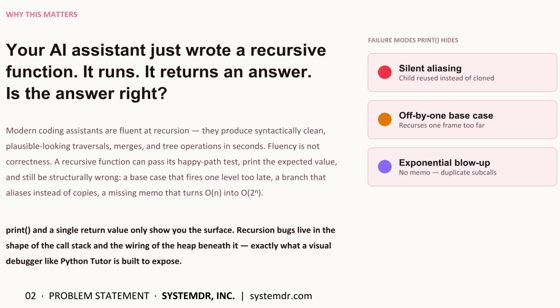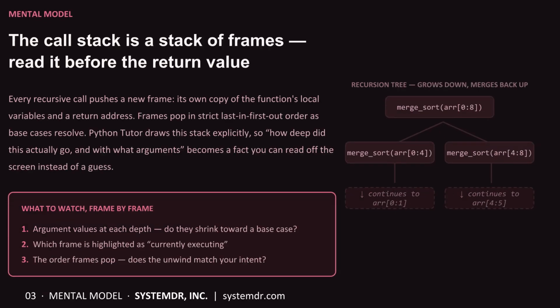So the three failure modes to watch for throughout this session are silent aliasing, off-by-one base cases, and exponential blowup from a missing memo. Keep those three in mind. We'll come back to a live example of the first one shortly. Before we open the tool, we need one mental model solid.